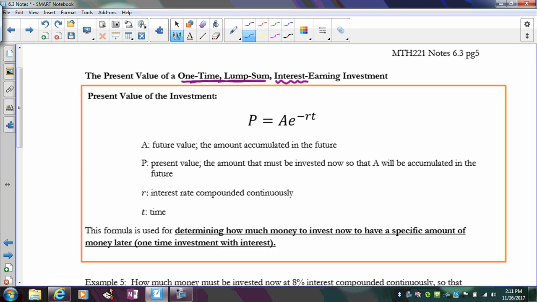If we look at our formula, it looks very similar to the PERT formula, if you remember it from the previous section. The difference is the A and the P are switched, and now we have a negative. The reason for that is because you're trying to solve for P. So that means you're dividing by e to the RT.